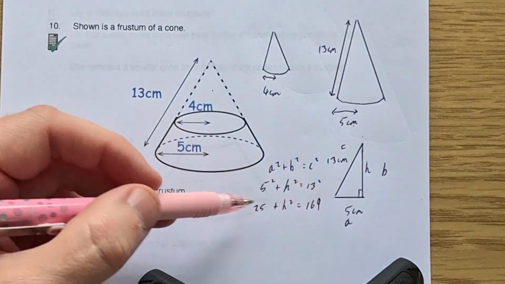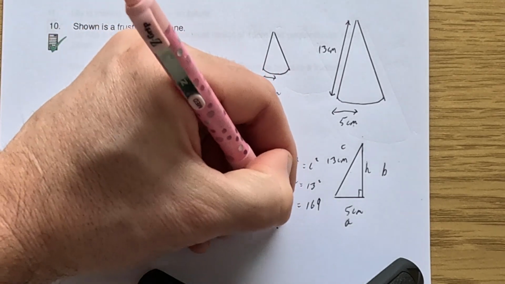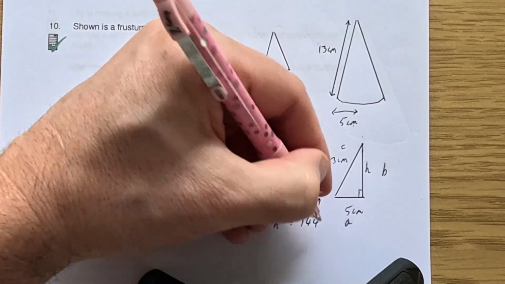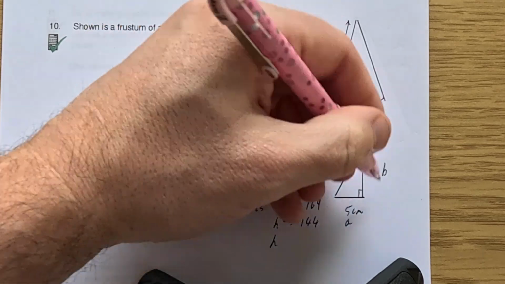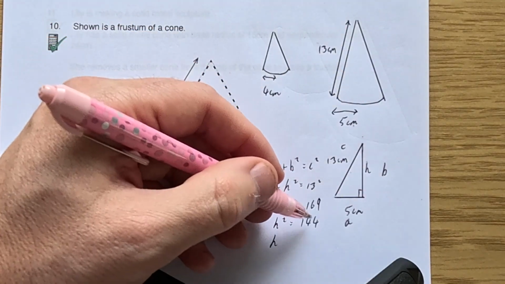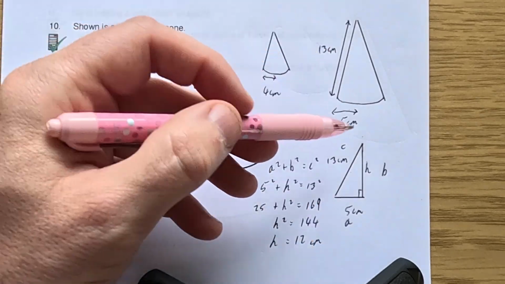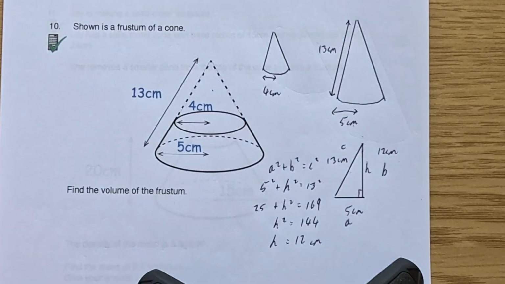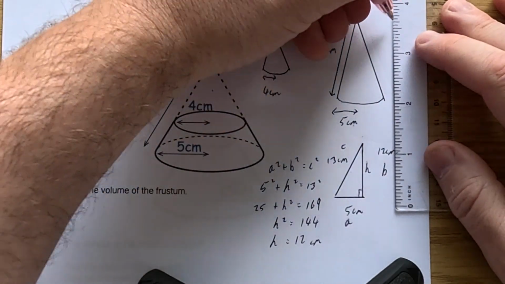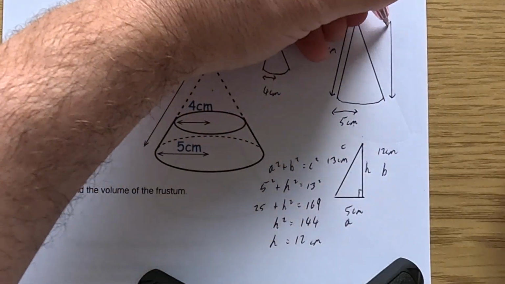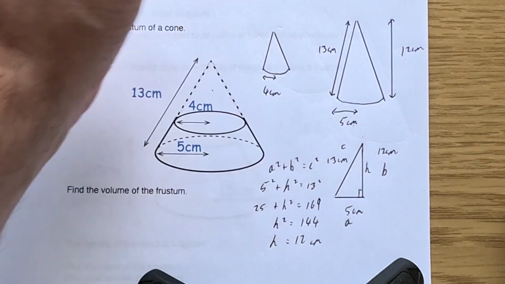Now let's take away 25 from both sides of the equation, so we get that h squared equals 144. Then we can find h, the height of this triangle, by square rooting it. The square root of 144 is 12, so 12 centimeters. That means the height of this triangle is 12 centimeters. So the perpendicular height of this cone, let's just label it, the perpendicular height, is 12 centimeters.